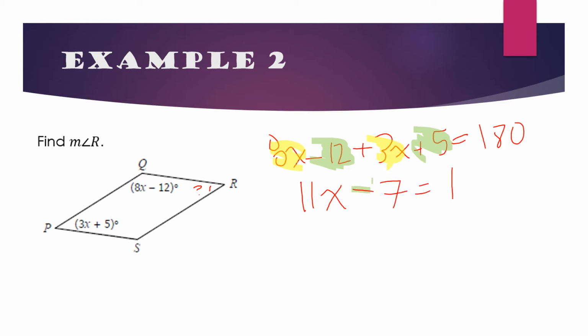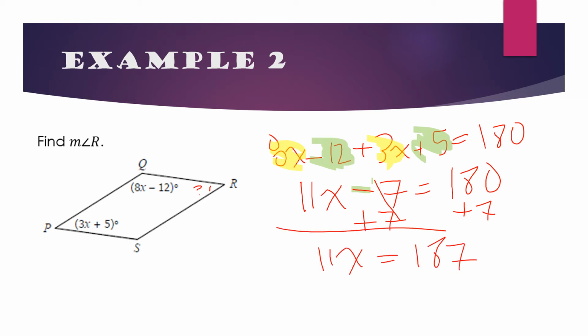And that is going to equal 180. I'm then going to add 7 to both sides. So that gives me 11x equals 187. And then I'm going to divide both sides by 11, giving me x equals 17.